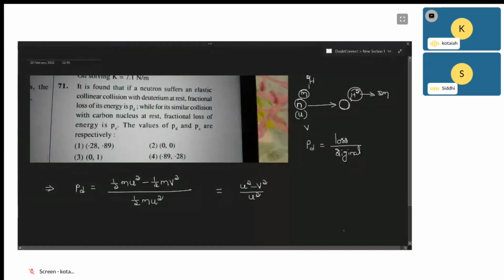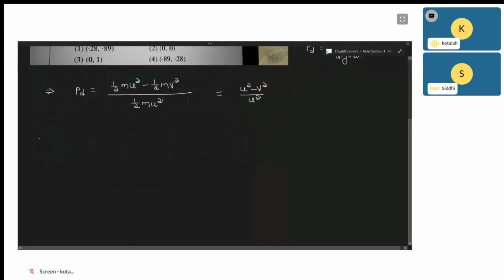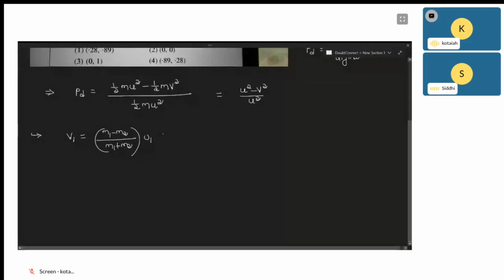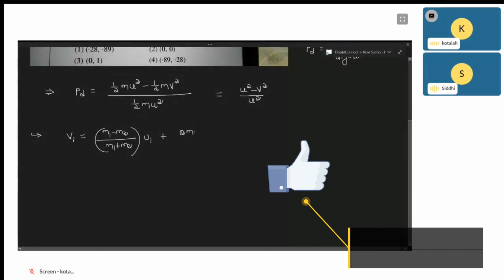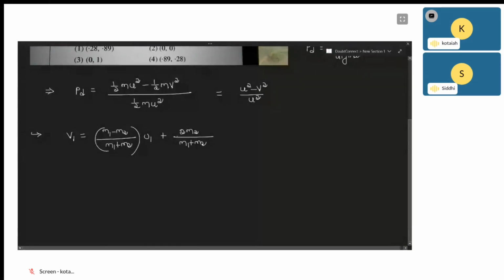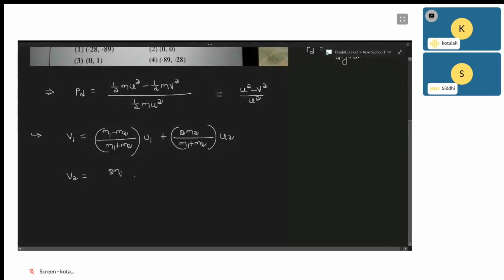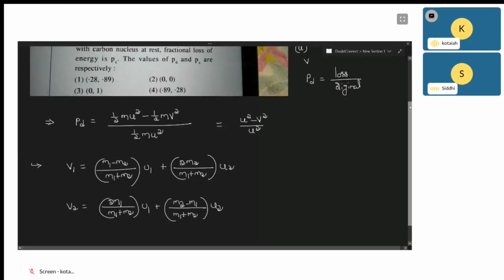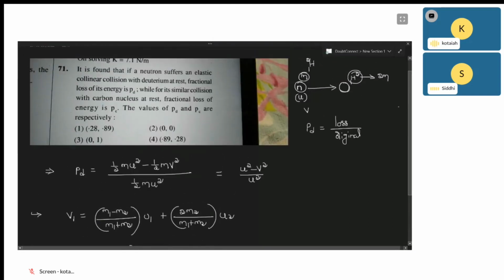Now, do you remember the collision concept? After collision, velocity of the first object v1 is equal to m1 minus m2 by m1 plus m2 into u1, plus 2m2 by m1 plus m2 into u2. This is the velocity of first object. Now velocity of second object is equal to 2m1 by m1 plus m2 into u1, plus m2 minus m1 by m1 plus m2 into u2. Now here I assumed that neutron is the first object and deuterium is the second object, right?